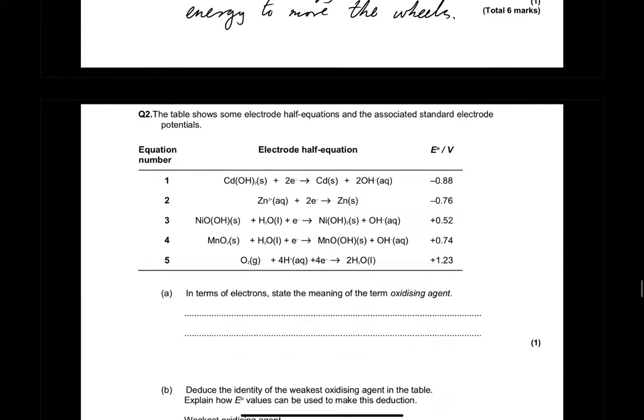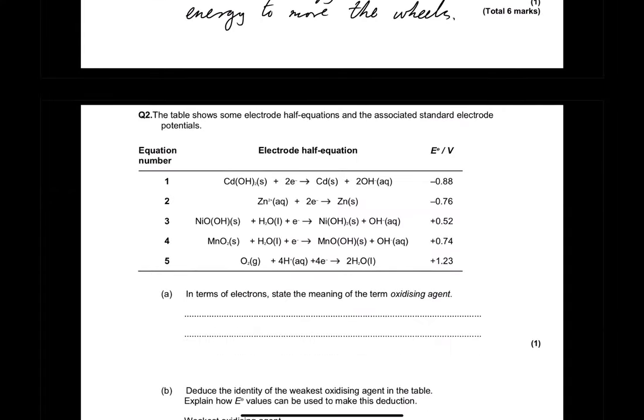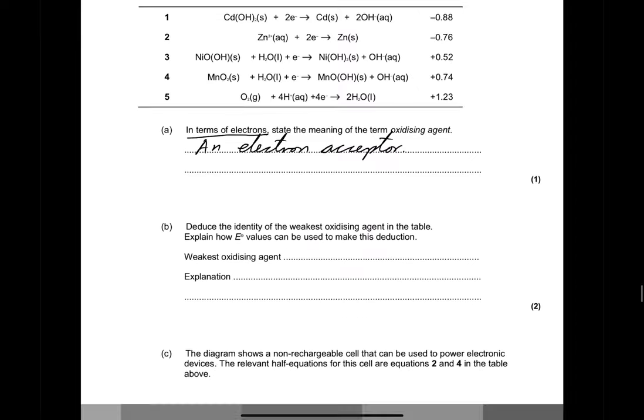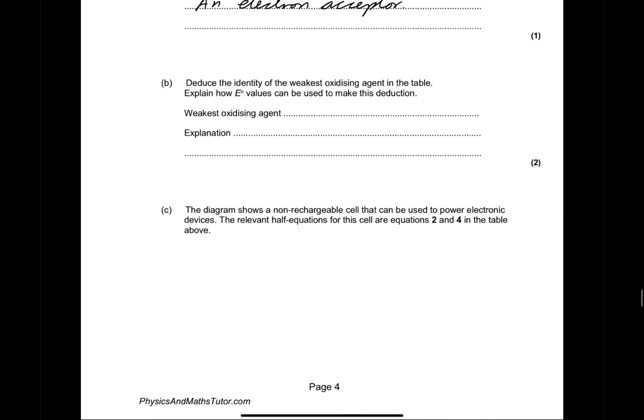Yeah, I actually spent 5 minutes on a question. Explain the meaning of an oxidizing agent in terms of electrons. An oxidizing agent is something that is very strongly reduced, so it's an electron acceptor. If it's being reduced, it's an electron acceptor. Don't get confused with being oxidized. It's not oxidized. It's an oxidizing agent, which just means it's getting reduced.